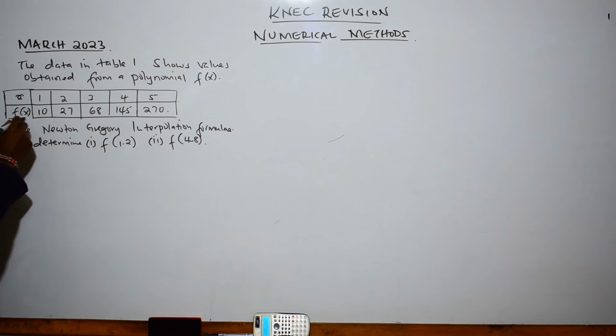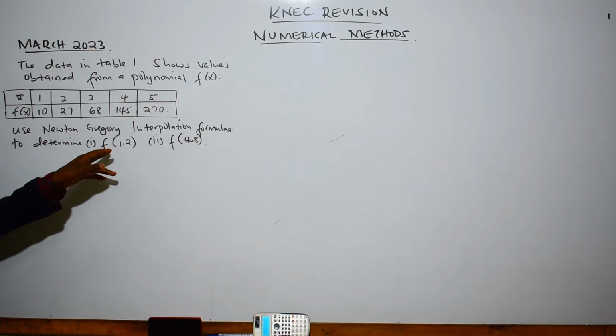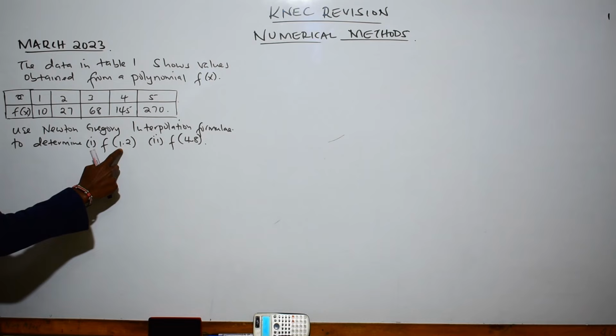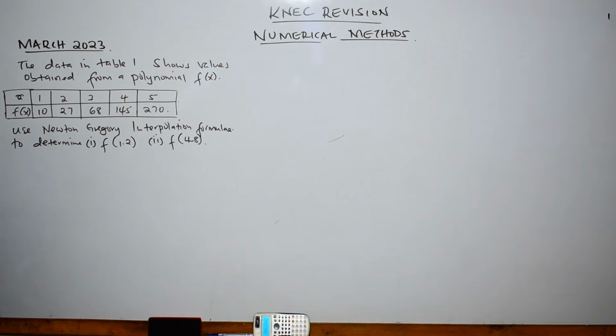So you have that table and you are told now use Gregory Newton interpolation formula to determine the value of the function when x is 1.2 and the value of the function when x is 4.8. So remember, the Newton Gregory interpolation formulas are just used to determine the values that are not given in the table. So for example, we have our values of x from 1 up to what? Up to 5. So we are finding 1.2, a value that lies between 1 and 2. For our case here, we are finding the value 4.8, which is a value that lies between 4 and 5.